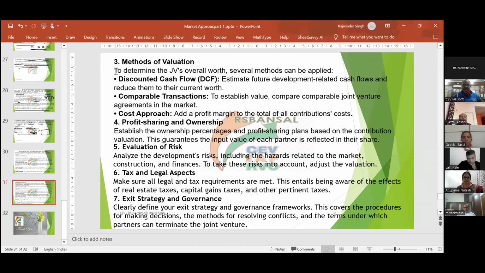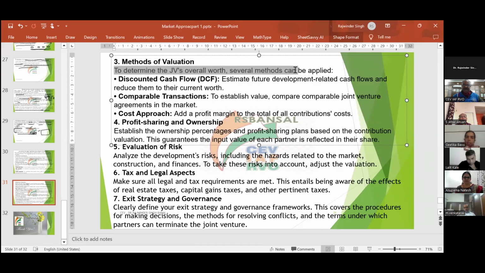So to determine joint ventures overall, several methods are applied. First method is the discounted cash flow method, as you know. So whether the project is viable or not, we will calculate a net present value. We may use the comparable transactions method. We may use the cost approach method.